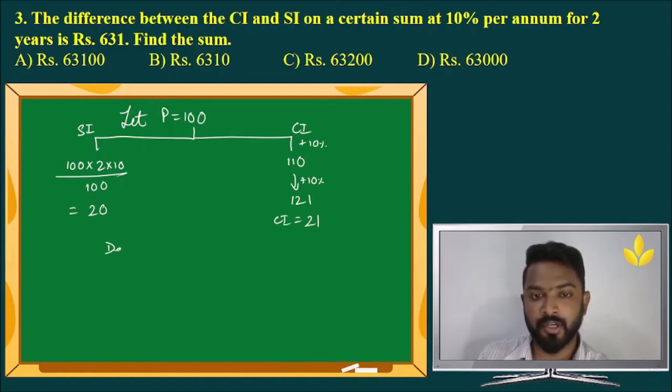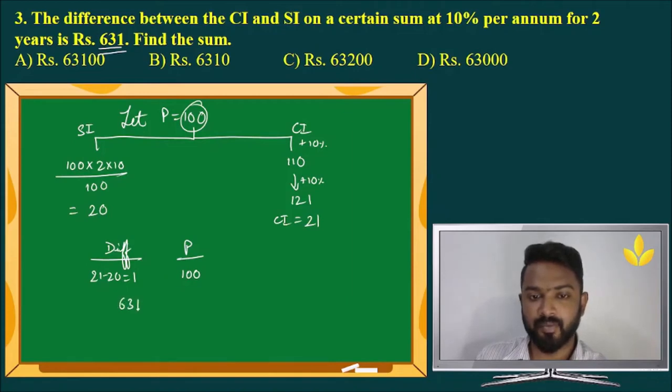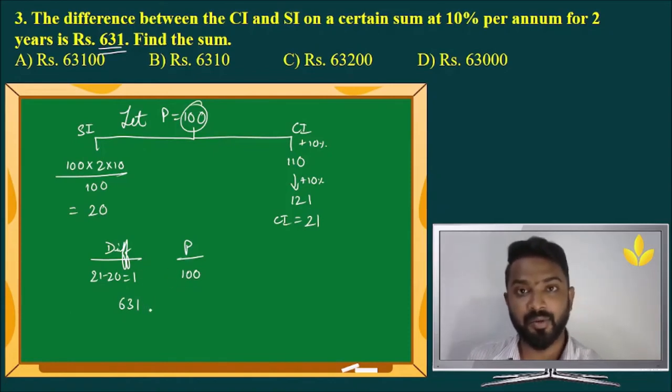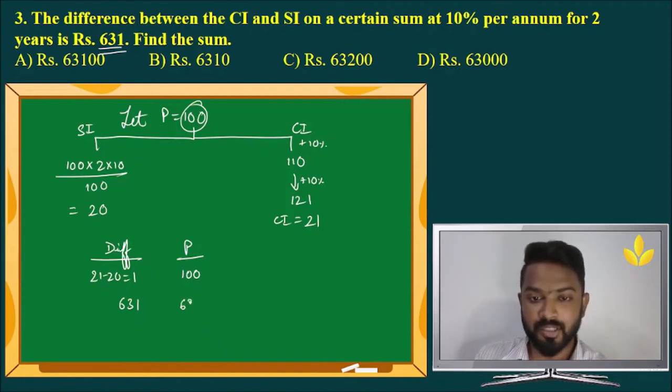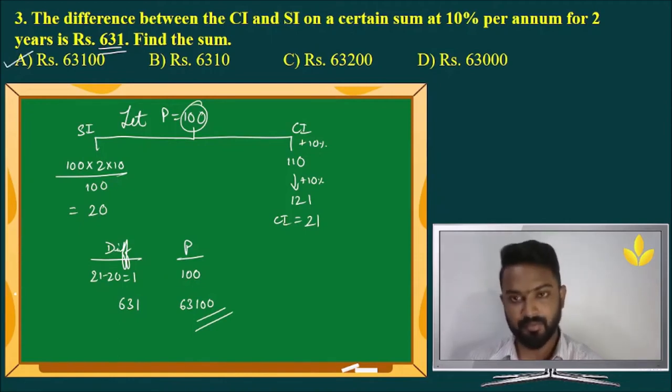Now we use the unitary method. The difference and the principal. When the difference is 21 minus 20, that is 1. When the difference is 1, the principal was 100. According to the question, the difference is 631. So the principal will be how much? So very simple question. It's like saying if one chocolate costs 100 rupees, then 631 chocolates cost how much? Obviously 631 into 100 rupees. Answer is A. That's it. Let's move on.